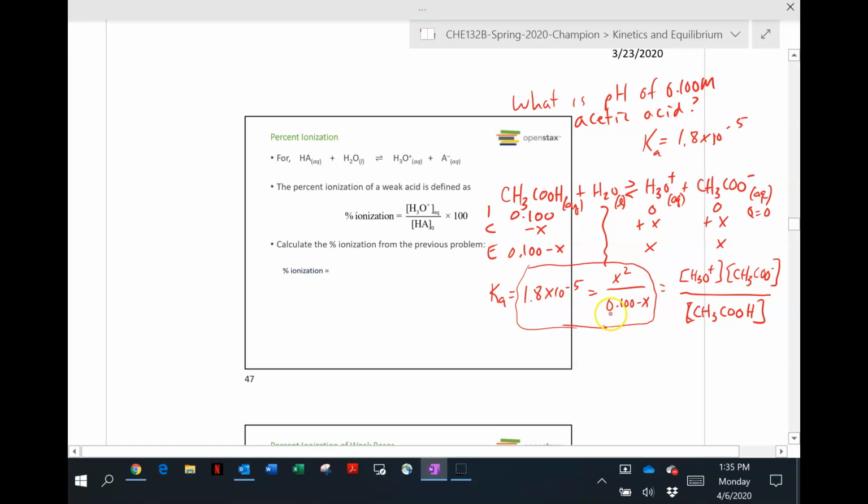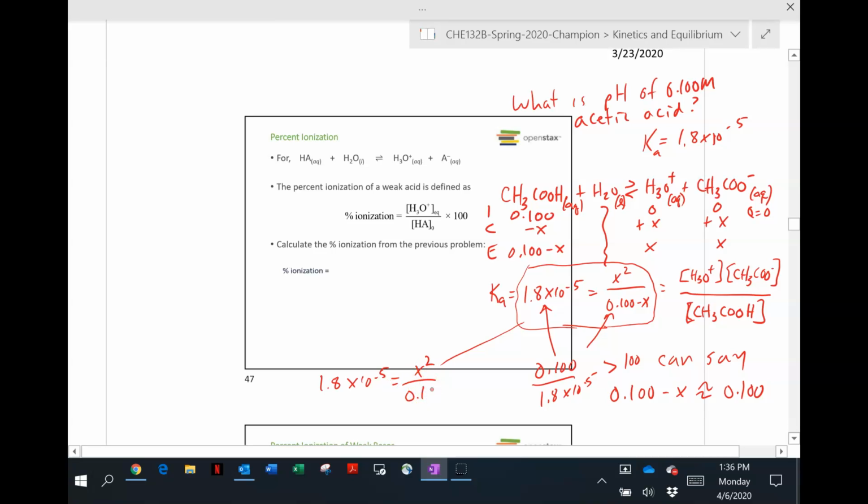If you take these two terms, and if I say 0.100 over 1.8 times 10 to the negative 5, if that is greater than, I believe it's 100, then we can say that 0.100 minus X is approximately equal to 0.100. So that's an allowed approximation, and so our equation becomes easier. 1.8 times 10 to the negative fifth is now X squared over 0.1. Much easier equation to solve.